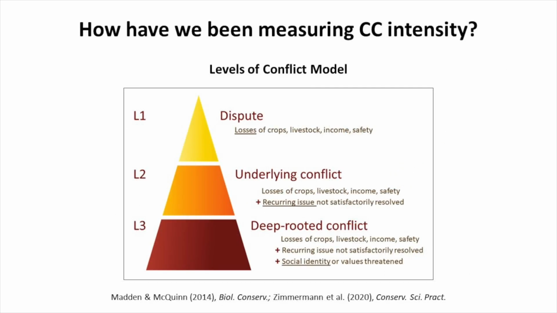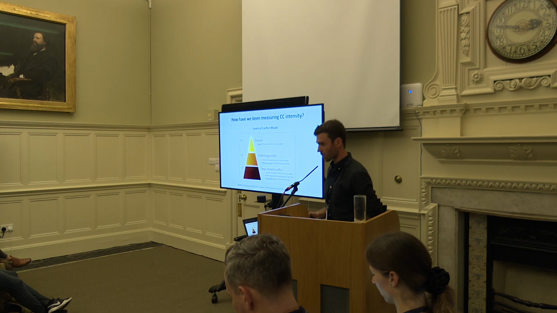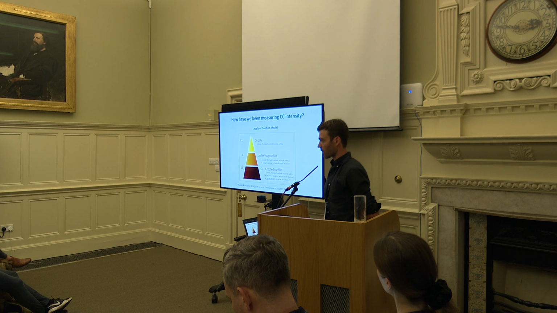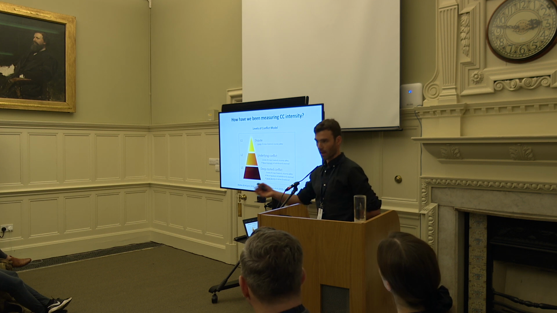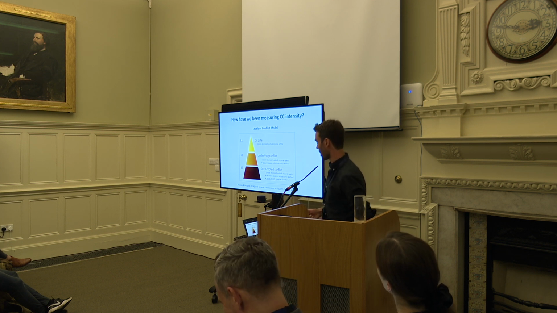So how have we been measuring conservation conflict intensity? There are a wide variety of different frameworks. I'm just going to highlight two. One is the levels of conflict model, which separates conflicts into three levels. The first one is the dispute, where the example is often a car crash between two individuals that don't know each other, and you're basically patching up the repairs on the cars.